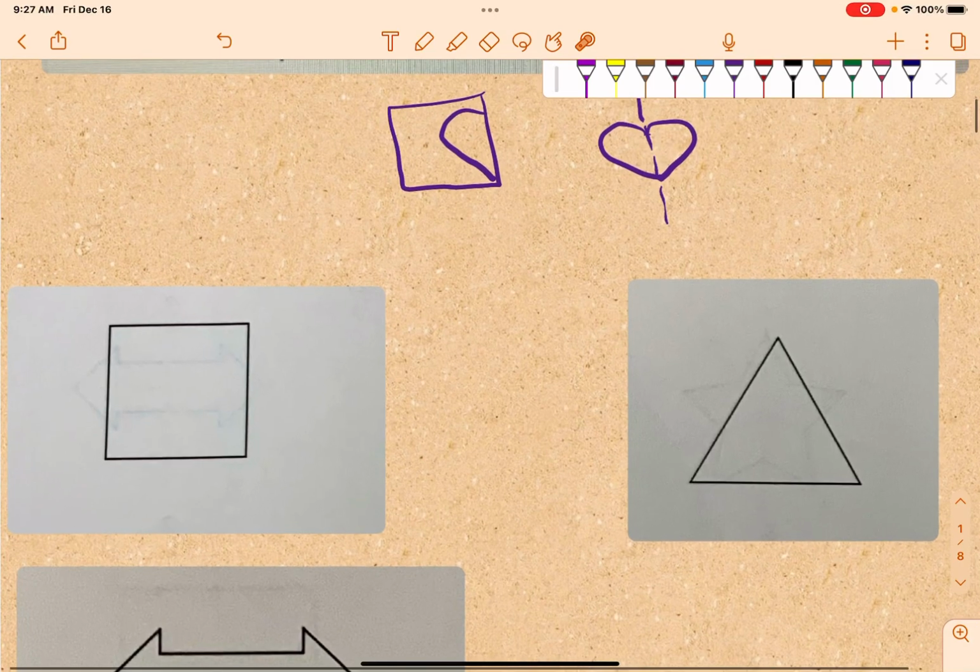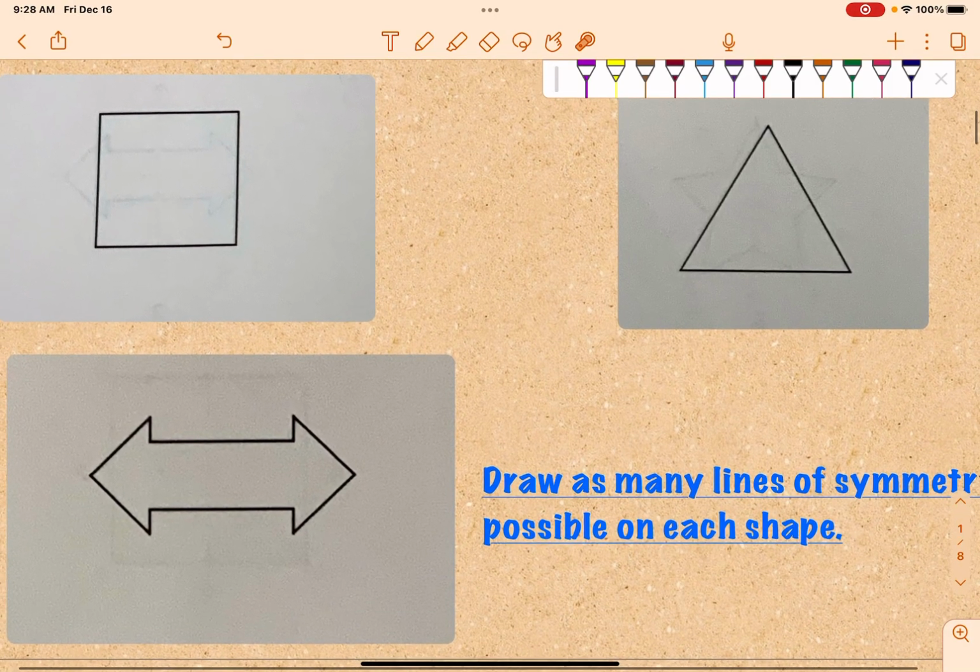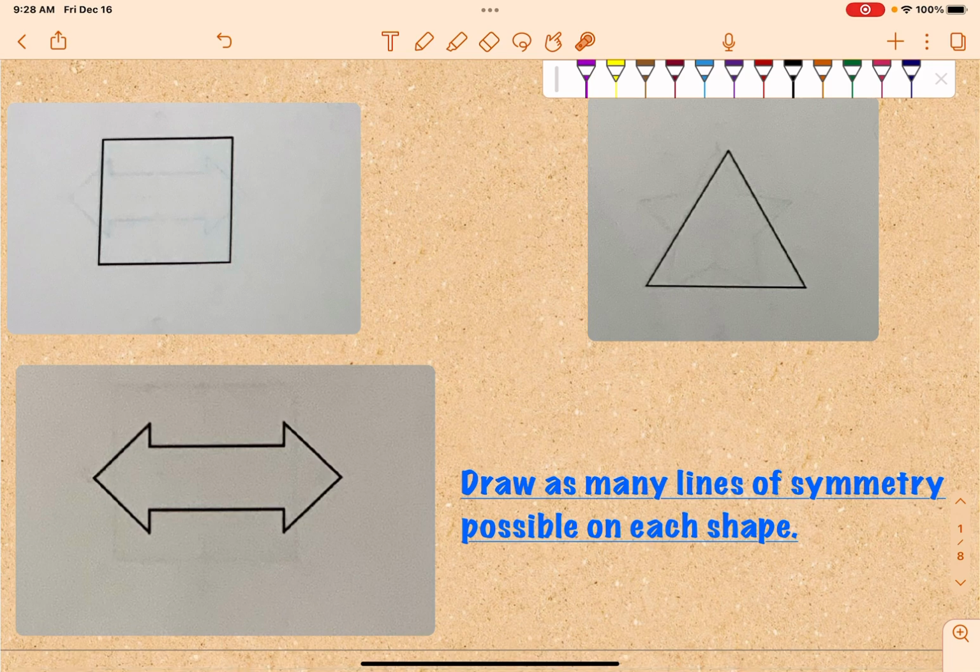There are lots of shapes where you want to think about drawing as many lines of symmetry as you can. For example, look at this double arrow that we have here. You could very easily see a line of symmetry that would go through there. The top could fold onto the bottom. That would be one line of symmetry. You could also see, if you were to fold right there, the left-hand side would sit on top of the right-hand side. So this has two lines of symmetry.